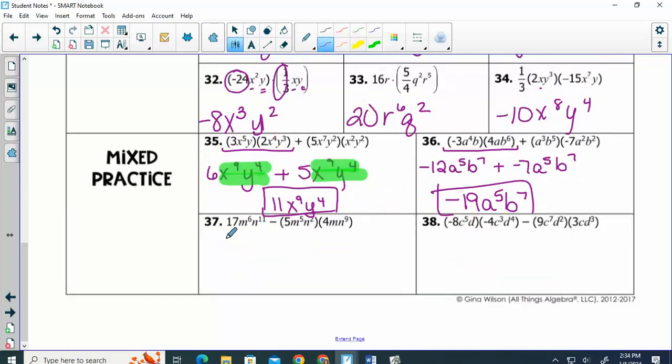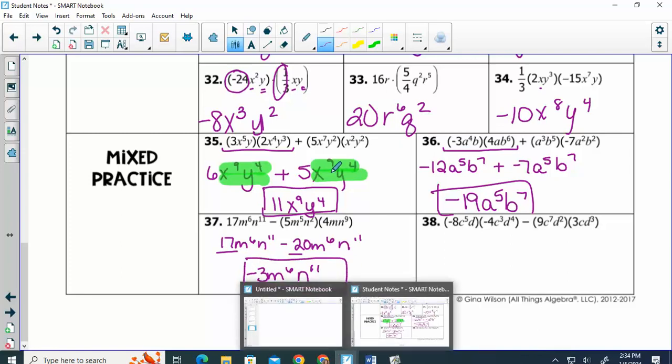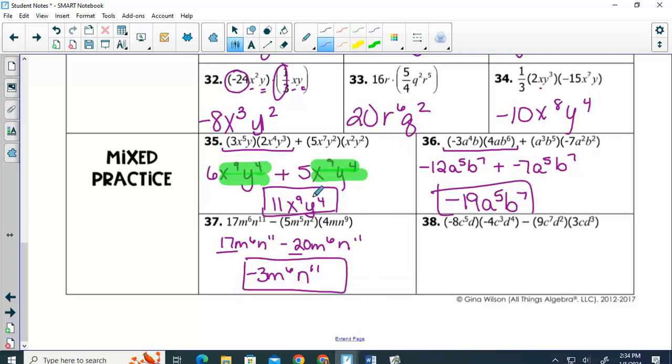So the first one, you can't change that first term, so it's just 17 m to the 6th n to the 11th minus 5 times 4 is 20 m, 5 plus 1 is 6, n to the 11th. When you put these together, remember, you subtract the numbers, the variables do not change. So it should not be m to the 12th and n to the 22nd. You're not adding those exponents there. When you multiply, you add exponents. When you are adding or subtracting, you just combine the coefficients.